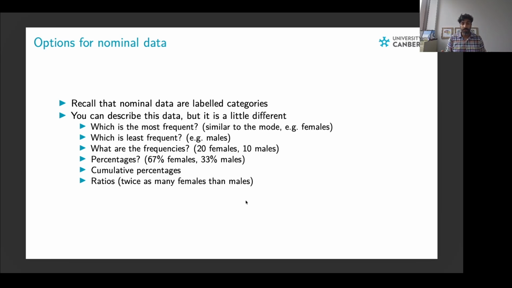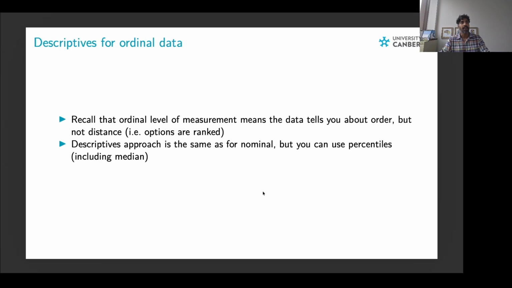You can say what the frequencies are in this data set, which has 20 females and 10 males. What are the percentages? If you take those 20 to 10, you get 67 to 33%. You can take cumulative percentages and ratios, so there are twice as many females as males. So that's pretty much the ways in which you can describe nominal data.